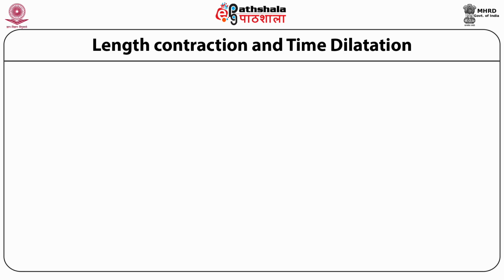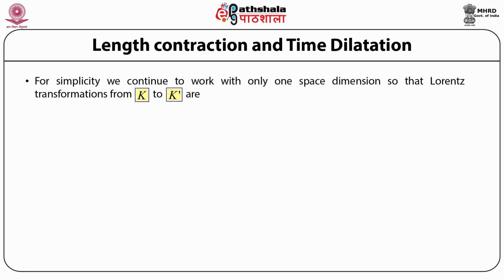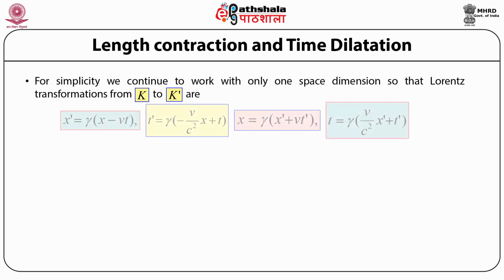So just like the case that we discussed when we wanted to define our Lorentz transformation, we are taking a similar case where we have two frames of reference given by K and K prime, such that the K prime frame is moving with respect to the K frame with a speed v along the positive x direction, and satisfies the Lorentz transformations given by x′ = γ(x − vt), t′ = γ(−v/c² x + t), or the inverse Lorentz transformations, which are given by x = γ(x′ + vt′), and t = γ(v/c² x′ + t′).